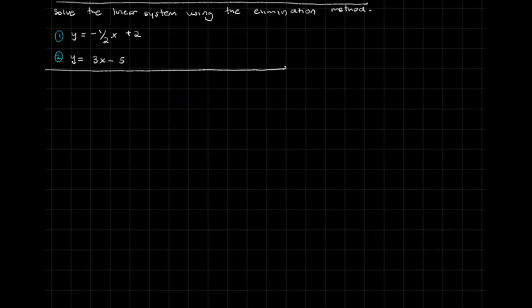Okay, so let's take a look at another question. We're going to solve this linear system by using the elimination method. So here we have two equations. y is equal to negative 1/2 x plus 2, and y is equal to 3x minus 5.